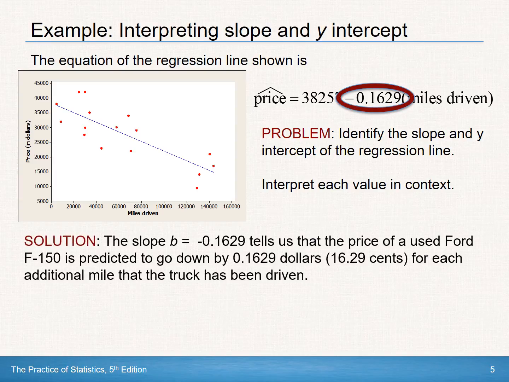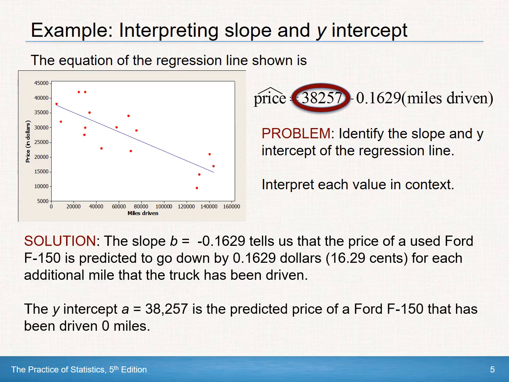So this value right here, negative 0.1629, is the slope. It tells us the price of a used Ford F-150, the information from this data can be found in our book, is predicted to go down, because it's negative, $0.1629 or 16.29 cents for each additional mile that the truck has been driven. The y-intercept, 38,257, is the predicted price of a Ford F-150 that has been driven for 0 miles.